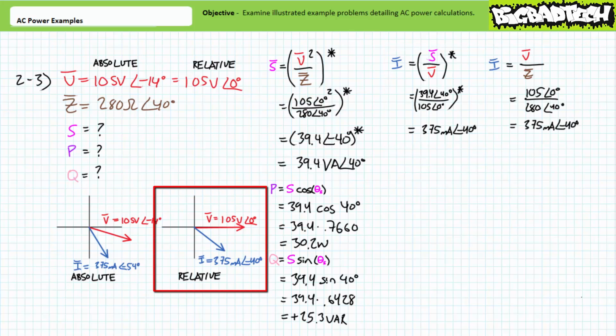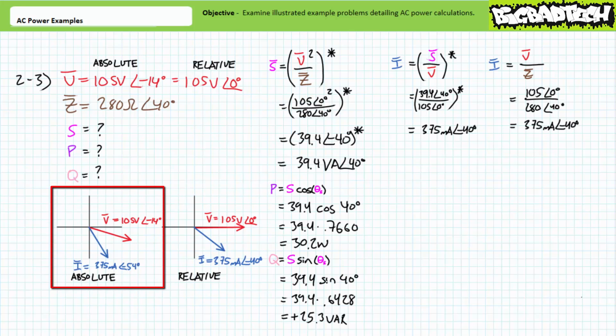Keep in mind, this calculated phase shift is only relative in nature. If we employ the previously agreed upon absolute reference, such that voltage is 105 volts at an angle of negative 14 degrees, current using this same reference would be 375 milliamperes at an angle of negative 54 degrees. Again, don't make relative phase shift such a big deal. Just look at the phasor diagram. Regardless of the reference employed, current can still be said to lag voltage by a relative 40 degrees.